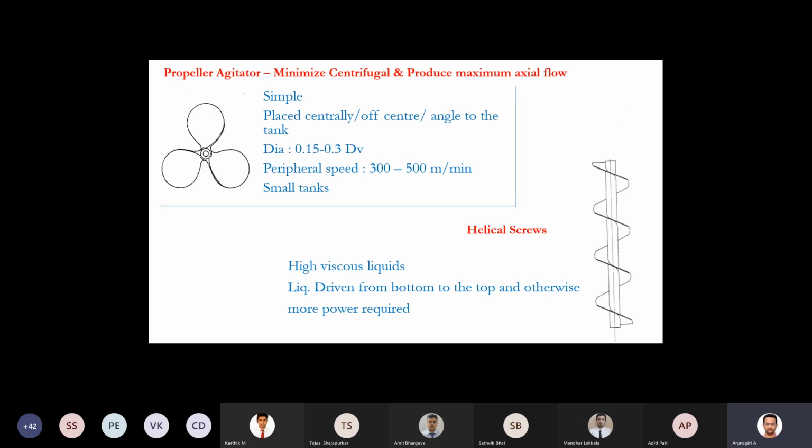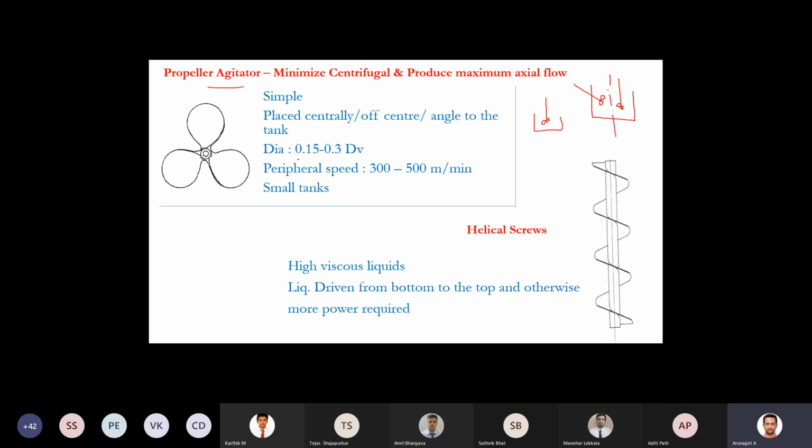Okay, so then third one is propeller agitator. It is very simple. This type can be placed centrally. Centrally means if this is the vessel, it can be fixed here. Off centered means it can be fixed like this also. If this is your center, this can be placed here also. Or it can be placed at an angle. This is another way to place it. So it can be placed centrally, off center, or at an angle to the tank.